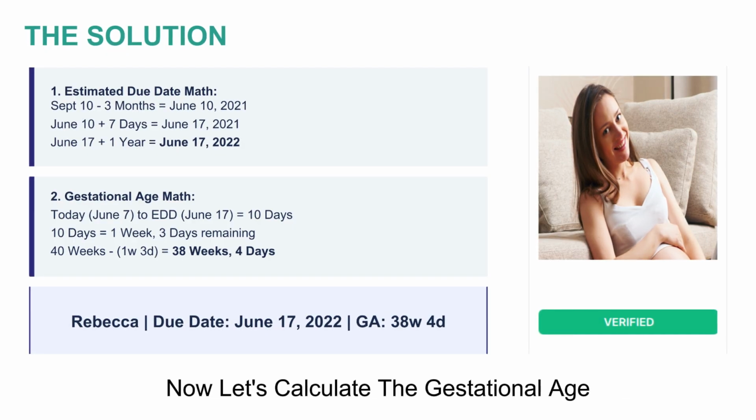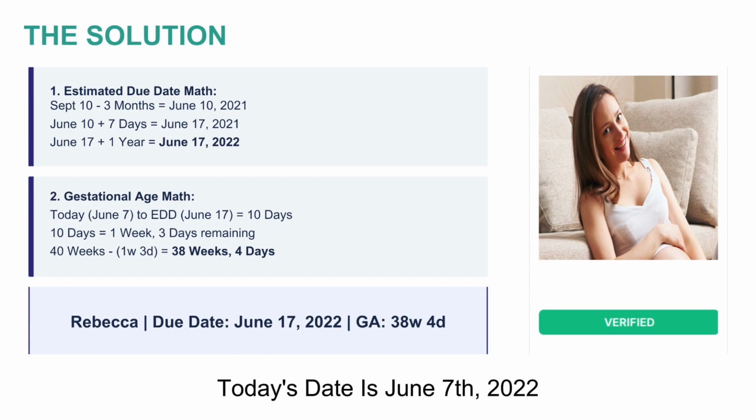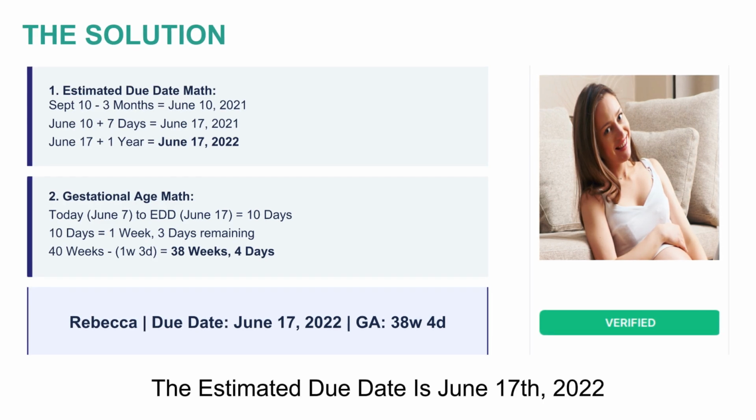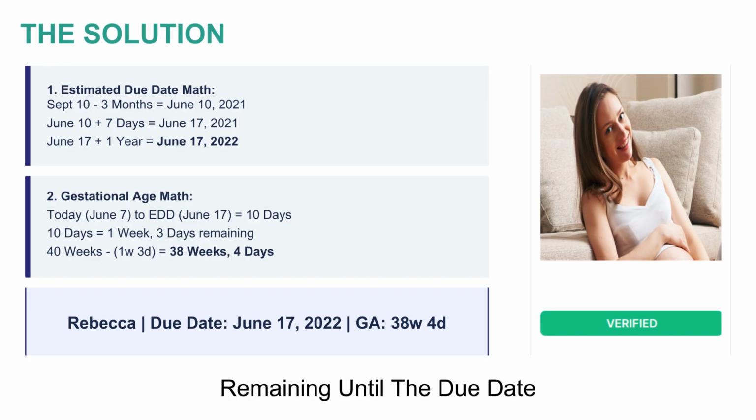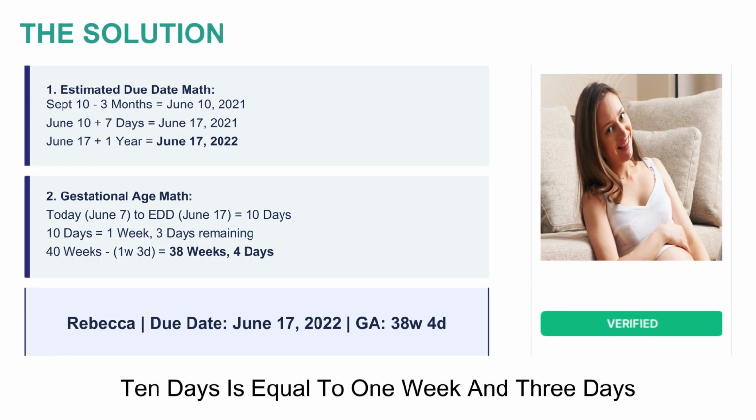Now let's calculate the gestational age. Today's date is June 7th, 2022. The estimated due date is June 17th, 2022. That means there are 10 days remaining until the due date. 10 days is equal to 1 week and 3 days.